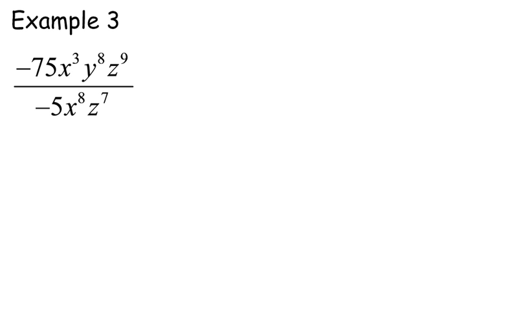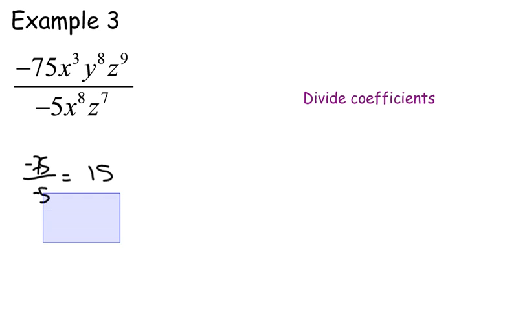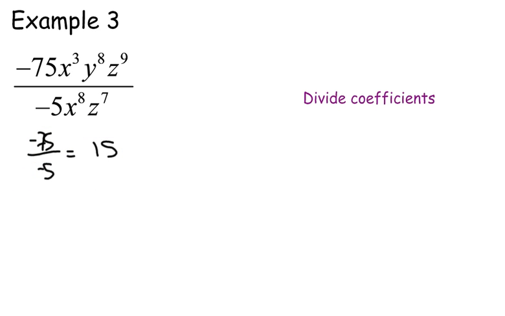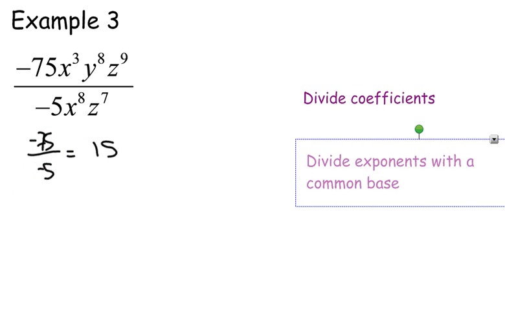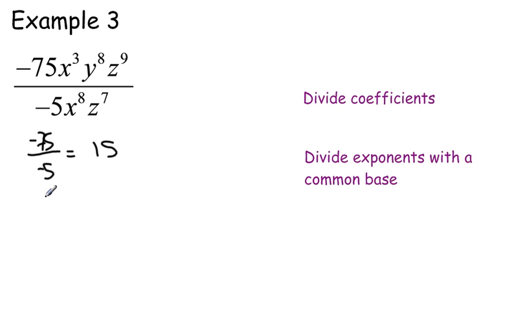Let's try one more. So again, begin by dividing the coefficients. So that's going to be negative 75 over negative 5, and that's going to give us positive 15. Let me just write that. And then we got, let me make some room, and I'm going to need more room there in the bottom. Then we got to do what? We got to divide the exponents with the common base. So x to the third divided by x to the eighth, that's x to the negative 5.